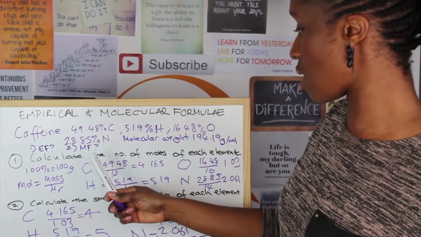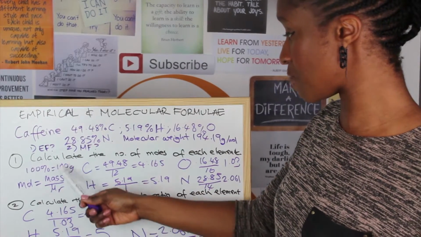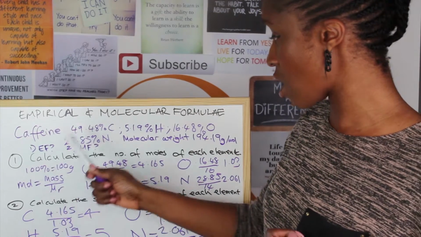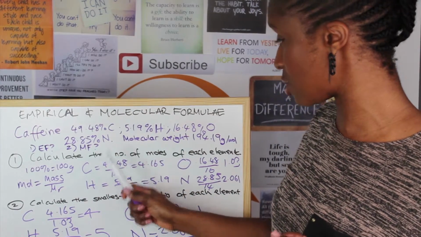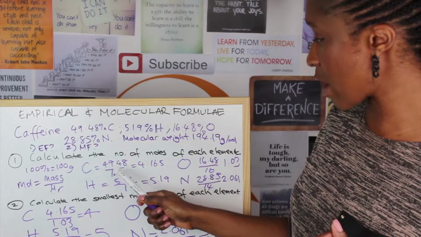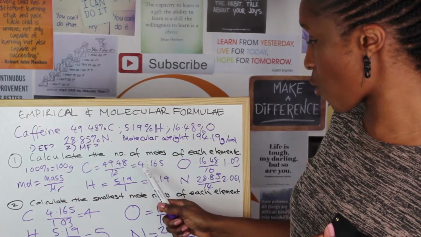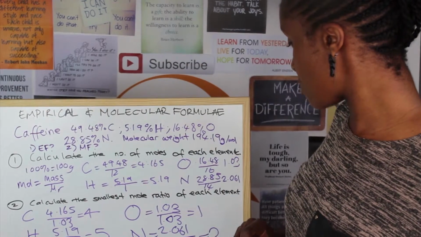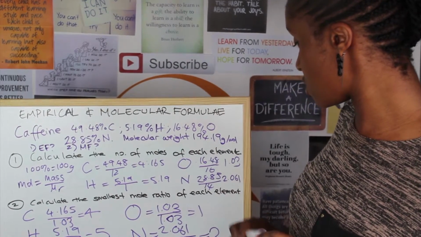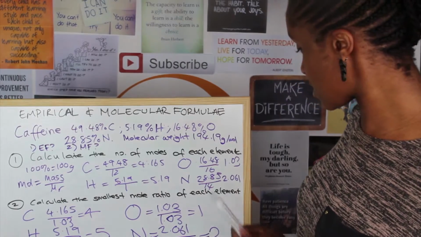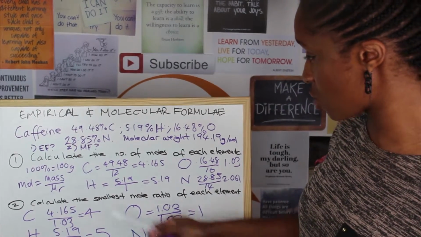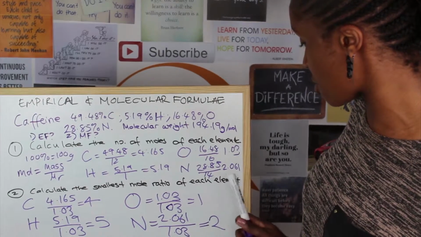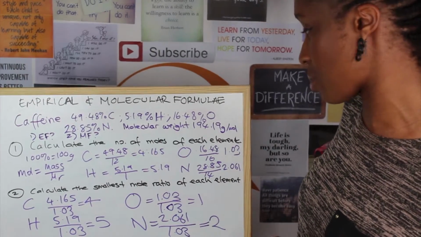The mass value can then be used with the molecular mass of each of these elements to calculate the moles for each of these particular elements. So 49.48 over 12 will give you 4.165 moles of carbon. 16.48 grams of oxygen divided by its molecular weight of 16 gives you 1.03 moles. For hydrogen, we have 5.19 moles. And for nitrogen, we have 2.061 moles.